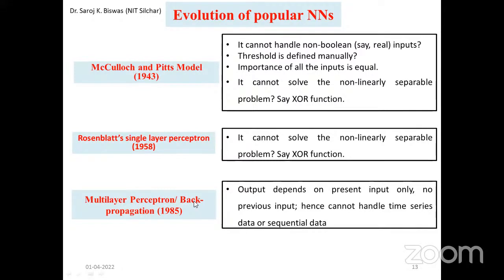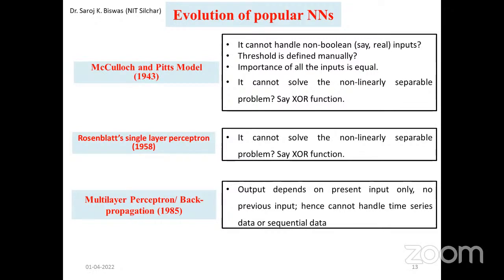After that, the concept of the multi-layer perceptron comes, and thereafter the backpropagation neural network comes into existence. In the backpropagation neural network, most of the problems were sorted out. But again, there was a problem. The backpropagation neural network can solve non-linearly separable problems very easily, but the output depends on the present input only. No previous input or previous output is considered. Hence, it cannot handle time series data or sequential data.